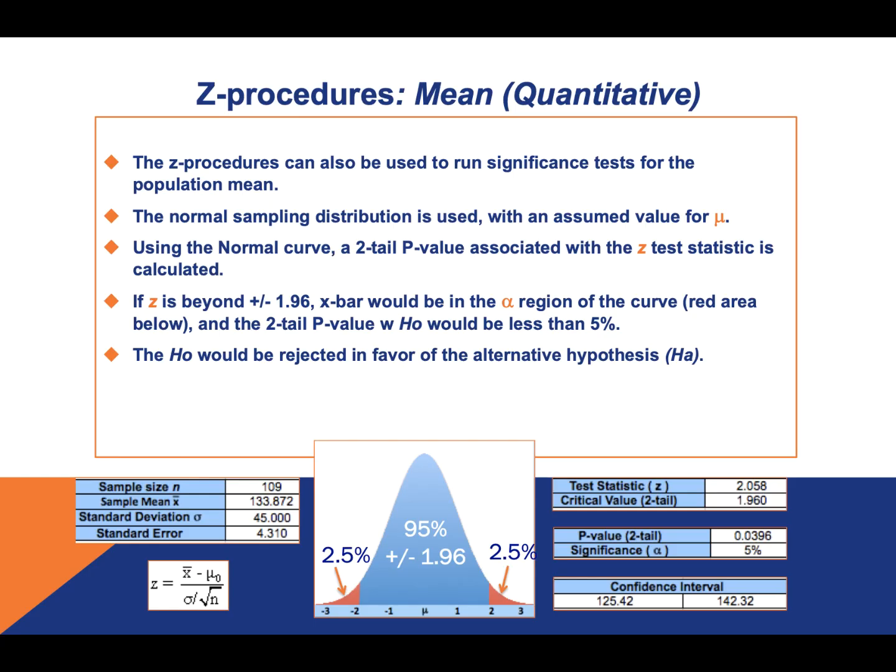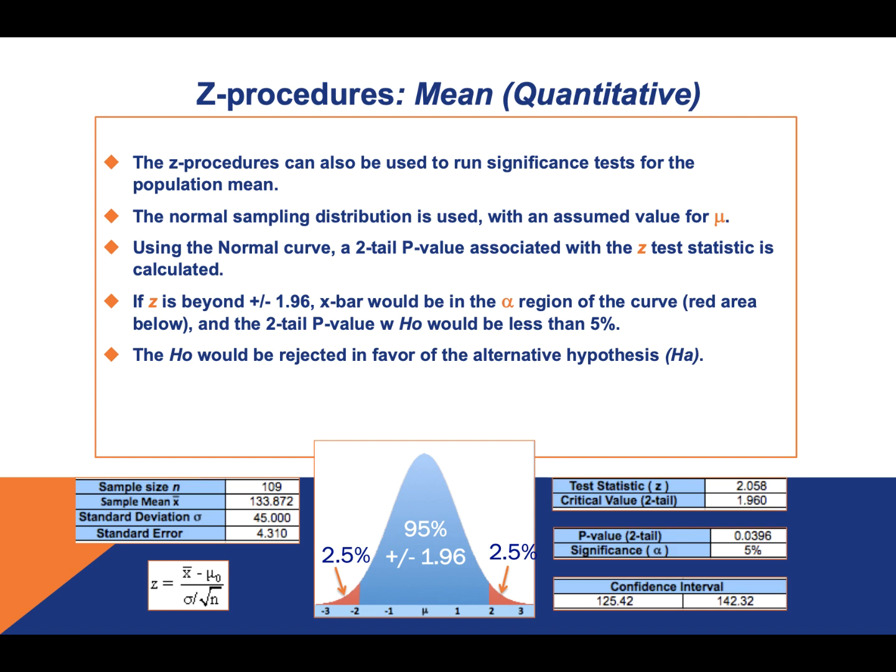We can also use z-procedures to run significance tests for the population mean. Once again, the normal sampling distribution is used, only now we would need an assumed value for mu, the population mean. Using our normal curve, a two-tailed p-value is calculated for our test statistic. If that z-test statistic is beyond the required 1.96, our sample mean relative to that assumed value would be in the alpha region, or the rejection region of our sampling distribution, and the null hypothesis would be rejected in favor of the alternative.